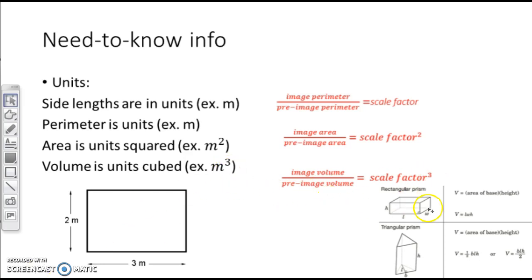And lastly, you need to know the volume of a prism is just the area of the base times the height. There's a couple examples here, but all you need to remember is that it's the area of the base times the height.